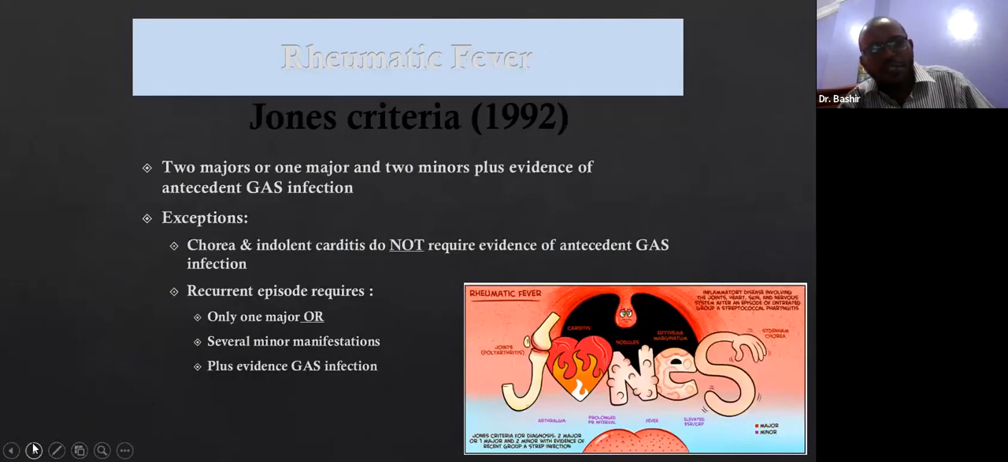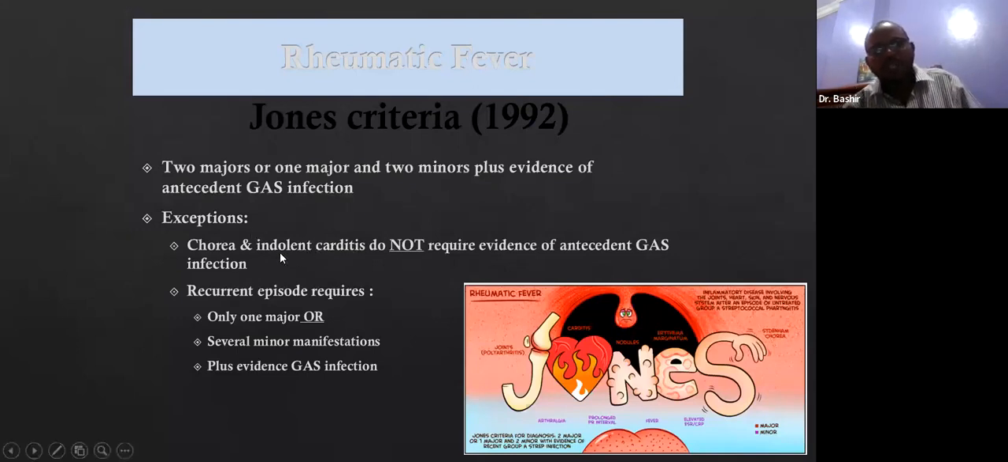As we said, 2 major or 1 major and 2 minor, plus evidence of recurrent group A streptococcal infection. There are exceptions if the child has chorea, because in chorea the cross reaction will occur sometimes after 6 months. You will have affection of the basal ganglia, and the child will have rheumatic chorea or Sydenham chorea.